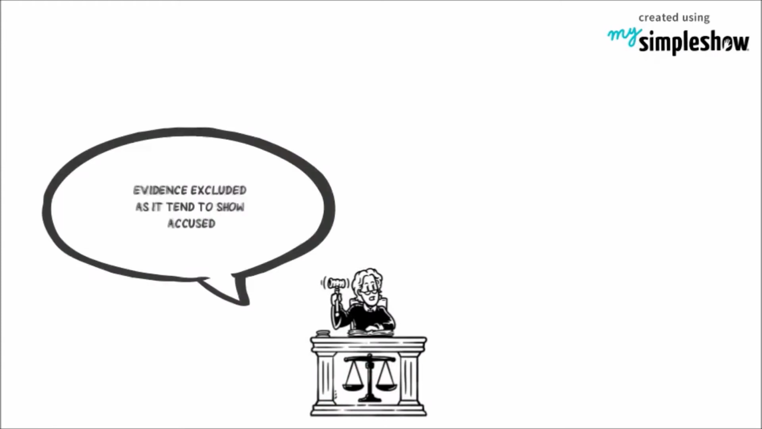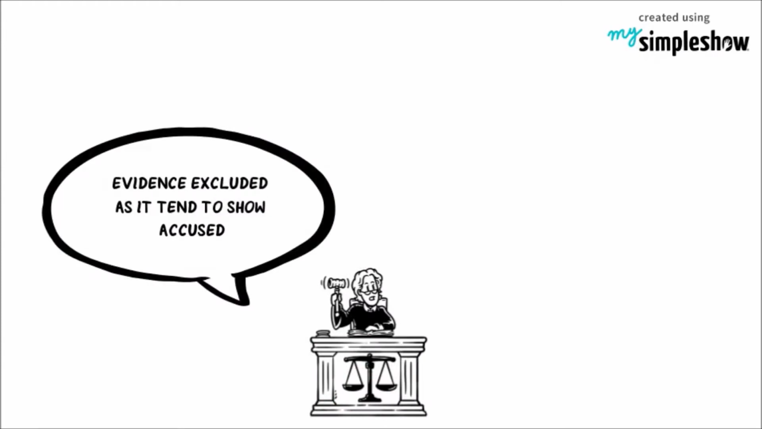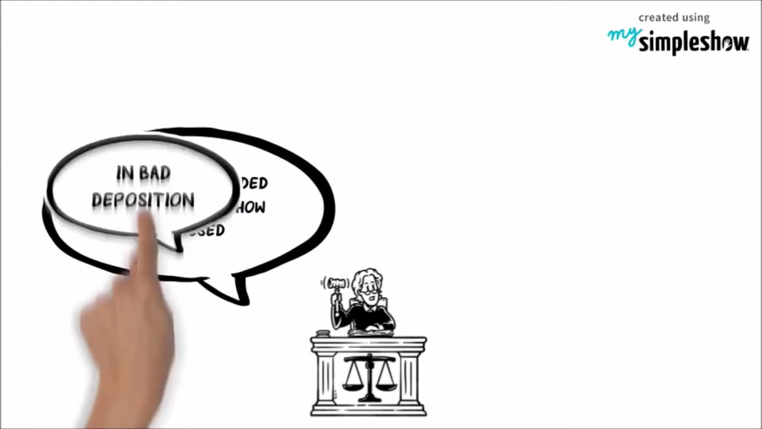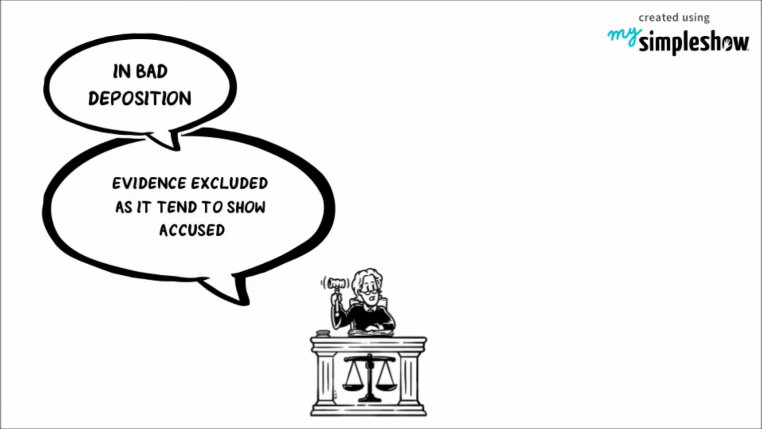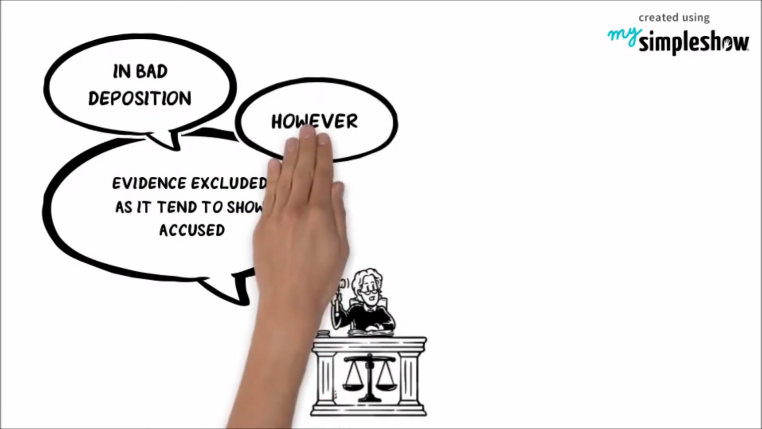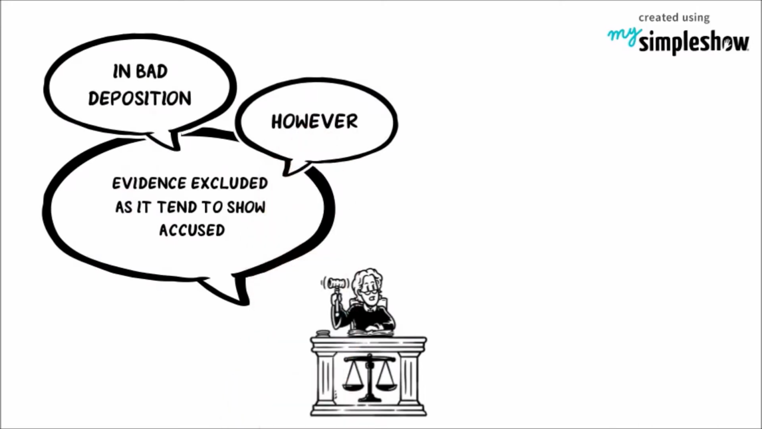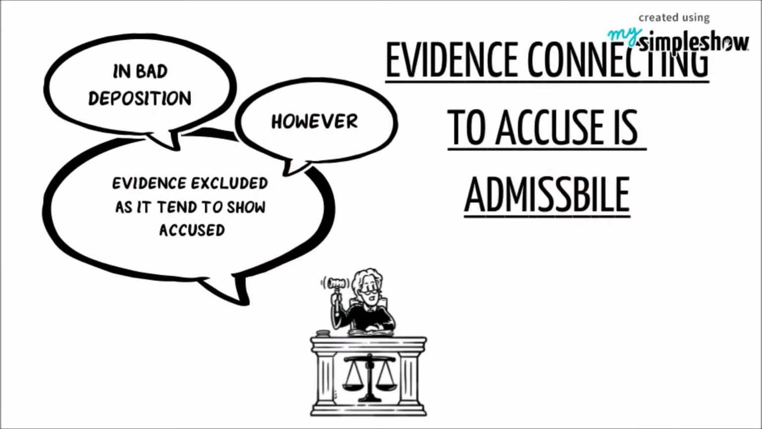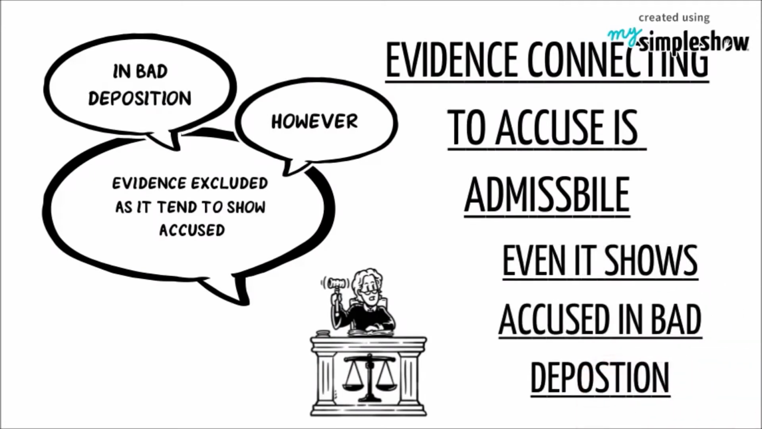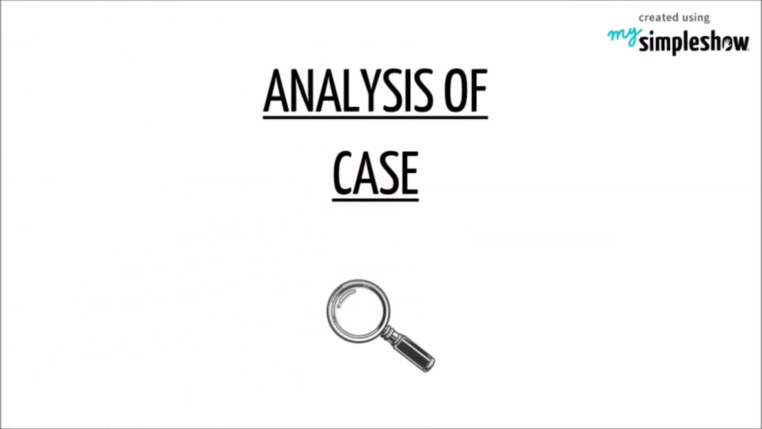Evidence was not to be excluded merely because it tended to show the accused to be of bad disposition, but only if it showed nothing more. Evidence of specific acts or circumstances connecting the accused with specific features of the crime was admissible even though it tended to show him to be of bad disposition. Analysis of the case.